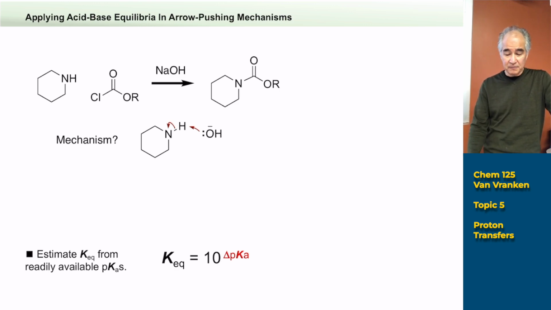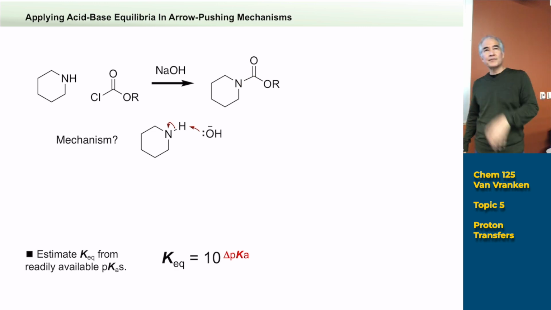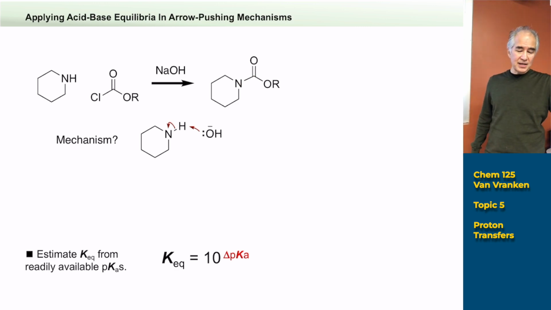mechanisms. And you'll frequently be confronted with reactions like this. It's like, okay, here's two reagents and here's the product. You can see there's a carbon-nitrogen bond in there. And what's the mechanism for this reaction? And the key to understanding this reaction is that they definitely throw in that they're doing this with sodium hydroxide.